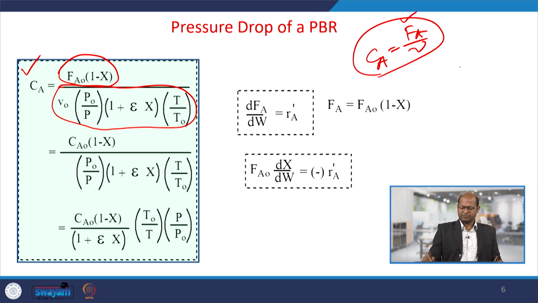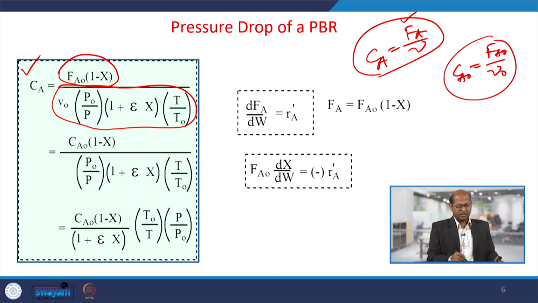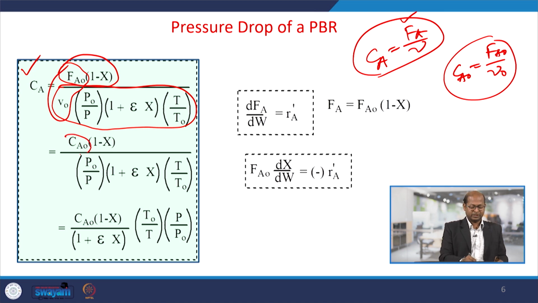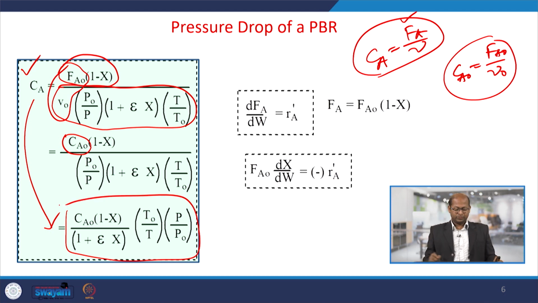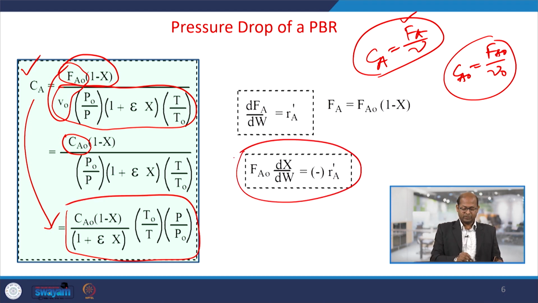So, already we have discussed Ca naught equals Fa naught by V naught. Here in these equations, Fa naught by V naught, we are expressing in terms of Ca naught, and the rest of the components remain as they are. So, finally, Ca we can get this. So, we have the design equations and we have the concentrations.